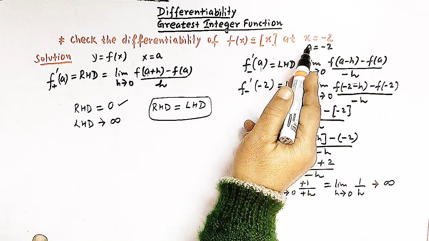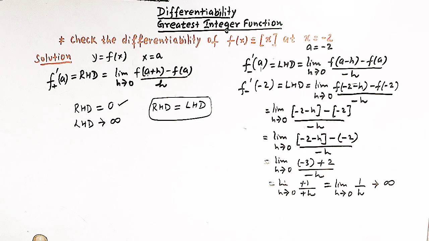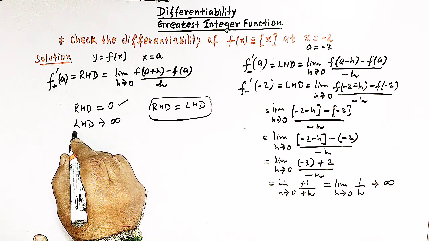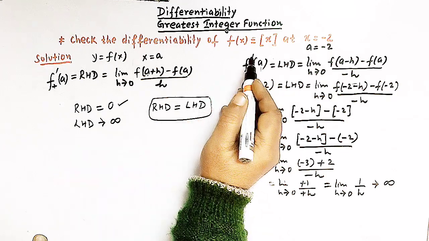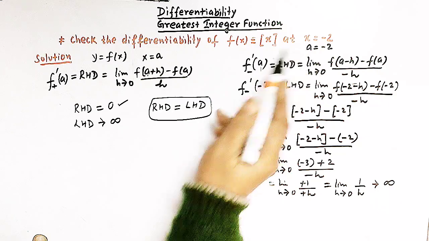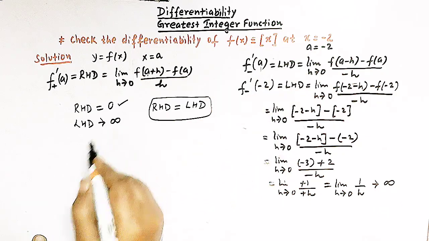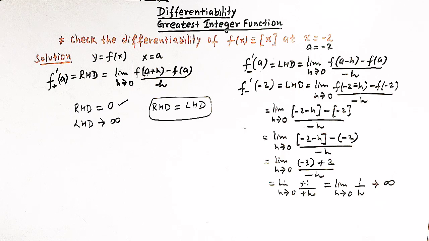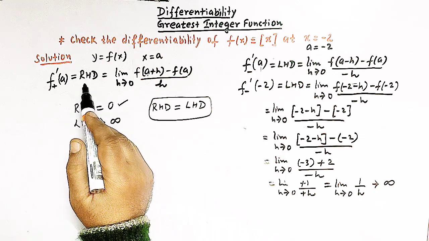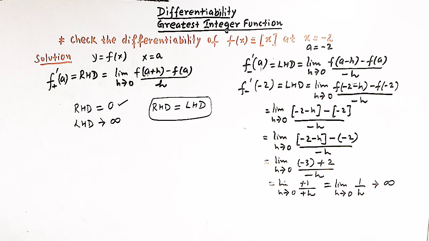So we can claim that this function f of x, which is greatest integer of x, is not differentiable at x is equal to minus 2, because here the left hand derivative of this function at this point x is equal to minus 2 doesn't exist, right? So this is how, by the concept of right hand derivative and left hand derivative, we can check the differentiability of given functions.